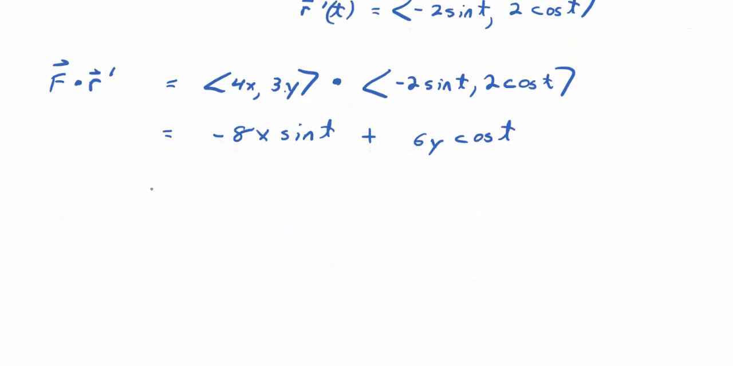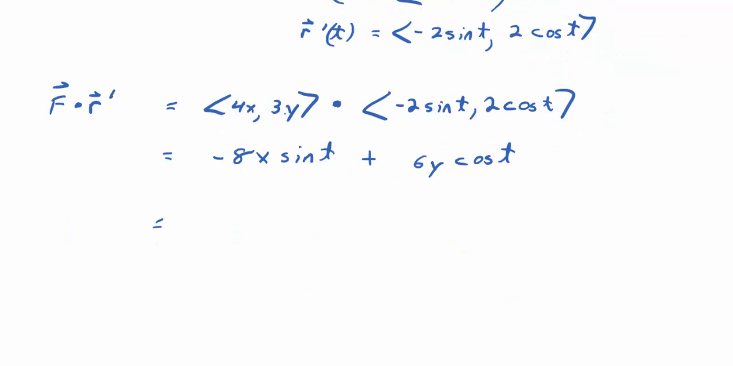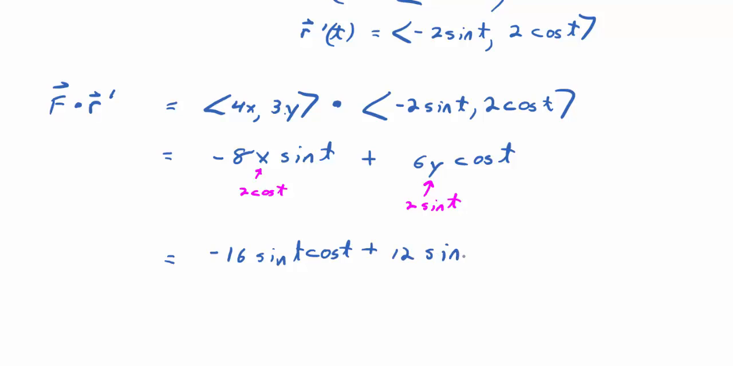Now we do need to get it all in terms of t, so what's the problem? I see an x and a y, right? But wait a minute. Go to your parametric equations or your parameterization, either one, and it tells you what x is, right? X is 2 cosine, y is 2 sine. So down here we can fill in, for x we can fill in 2 cosine of t, for y we can fill in 2 sine of t, and when the smoke settles, what do we end up with after doing the multiplication? Negative 16 sine t cosine t plus 12 sine t cosine t. But those guys are like terms. So what do we have when we add them together? Negative 4 sine t cosine t.